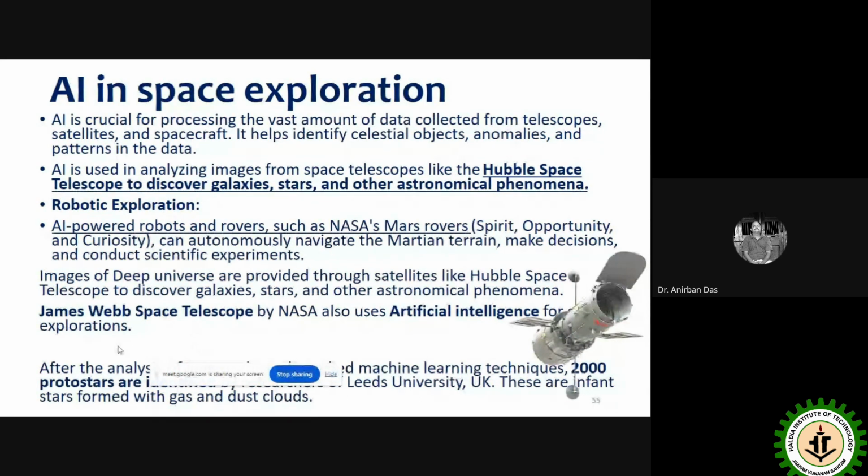Already, Leeds University in the UK has discovered some 2,000 protostars, meaning they are about to become stars in some hundreds or thousands of years. Those are infant stars formed within gas and dust clouds. They were also identified through machine learning techniques, and Leeds University has given that report.